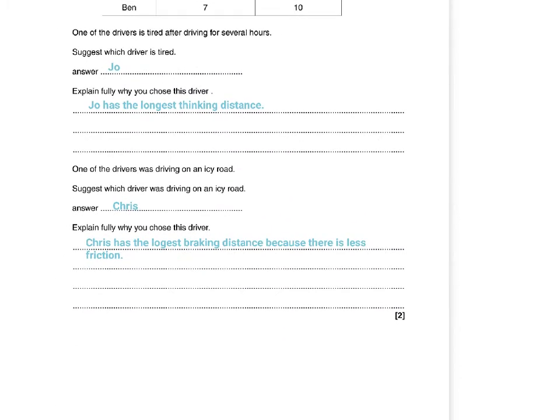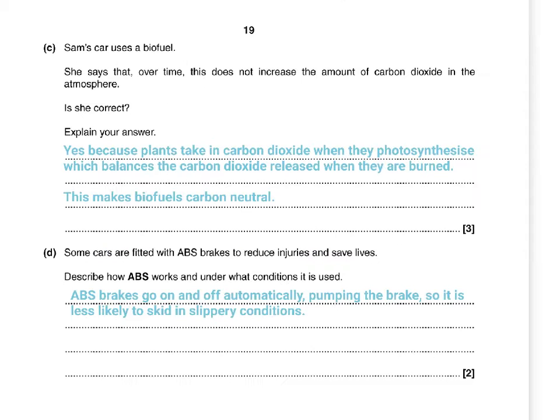Then moving on, one of the drivers was driving on an icy road. Suggest which driver was doing that. So that's clearly Chris, because he has the biggest braking distance, and that forms the answer. Chris has the longest braking distance because there is less friction. So I've just mentioned because the roads are icy, there's less friction, which is why he's got the longer braking distance. And that's that question done and dusted.